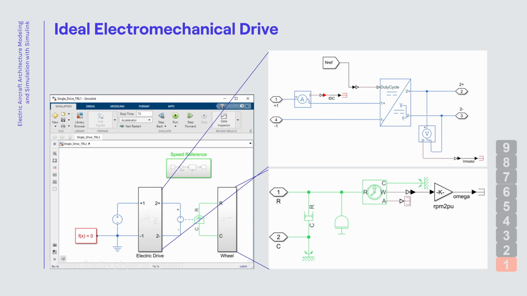I should note here that this is an illustrative example based on our own judgment and shouldn't be regarded as a strict mapping, but it will provide some context on how modeling detail can evolve as technology readiness evolves. We begin with an ideal electromechanical drive.